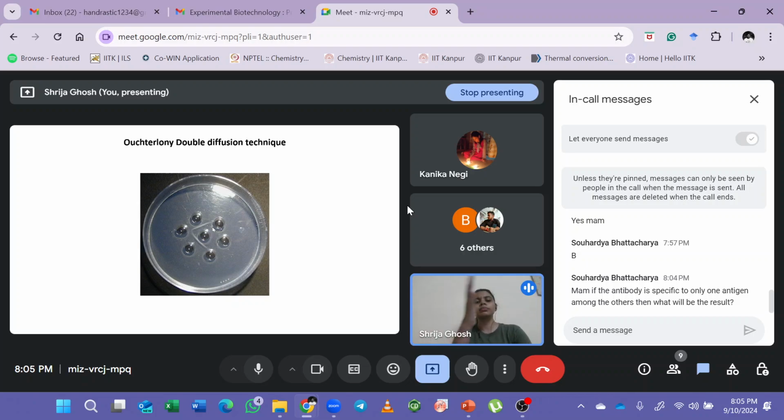You can see that this particular antigen reacts with this particular antibody. You can do the same technique for a different antibody, again take a different plate and make 6 wells like this and add, and then you can see this antibody is for this antigen, this antibody is for this antigen. Like that you can separate the antigens and the antibodies.